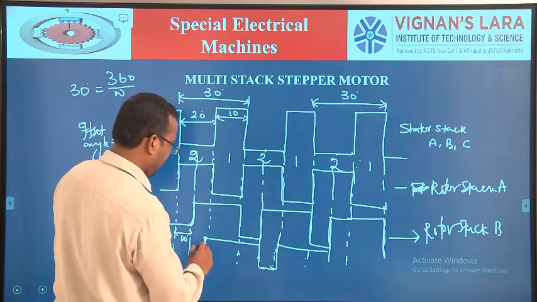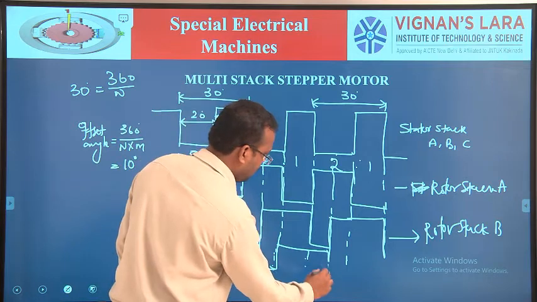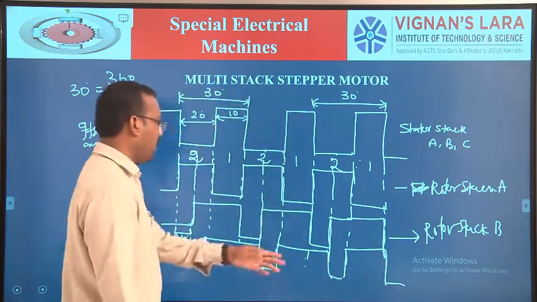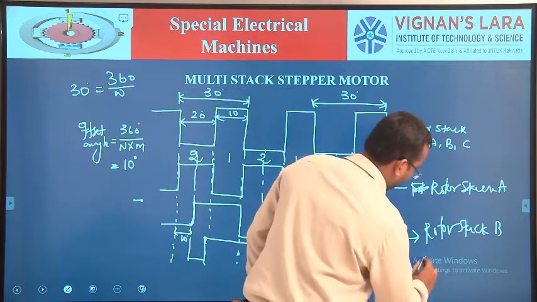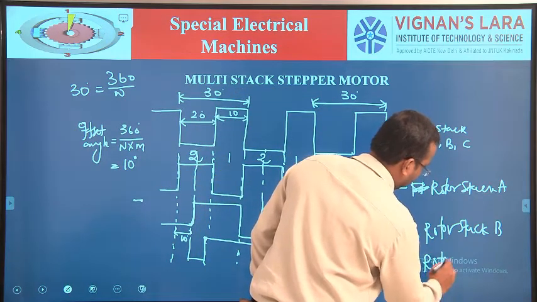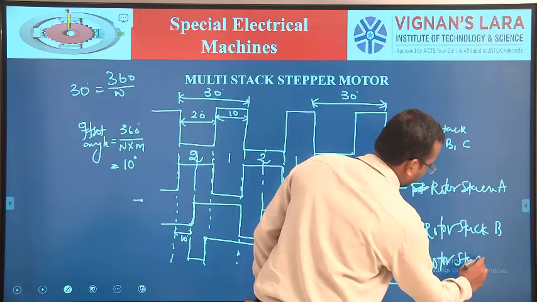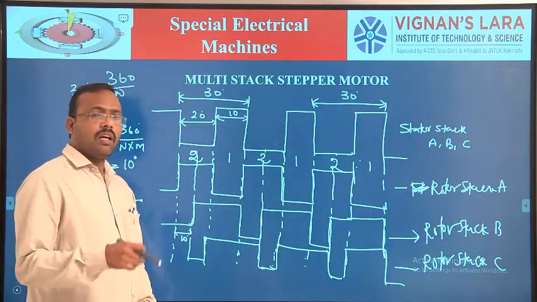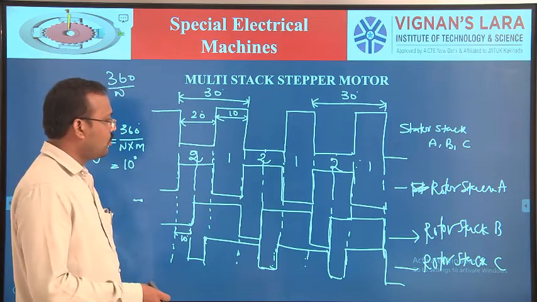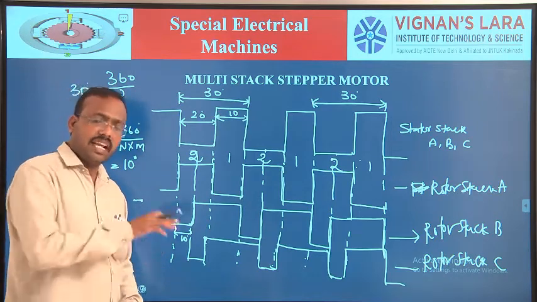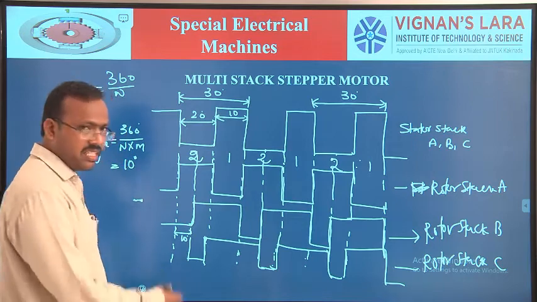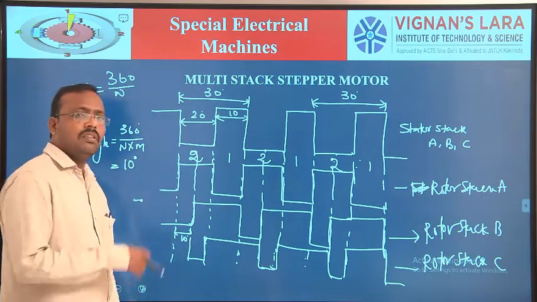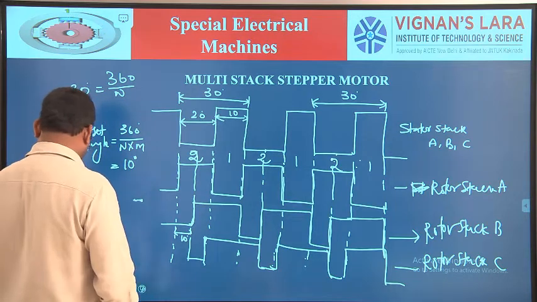So here we take 10 degrees, like this. In this fashion we are going. So this is for the stator, rotor stack C. In this fashion the rotor stacks move, and the corresponding phases are energized. Okay? So this is the complete operation of the multi-stack stepper motor.